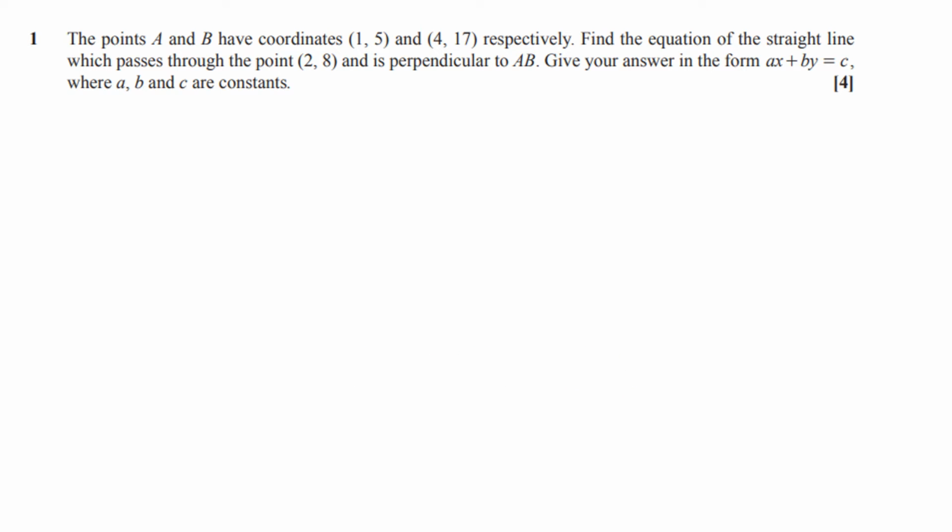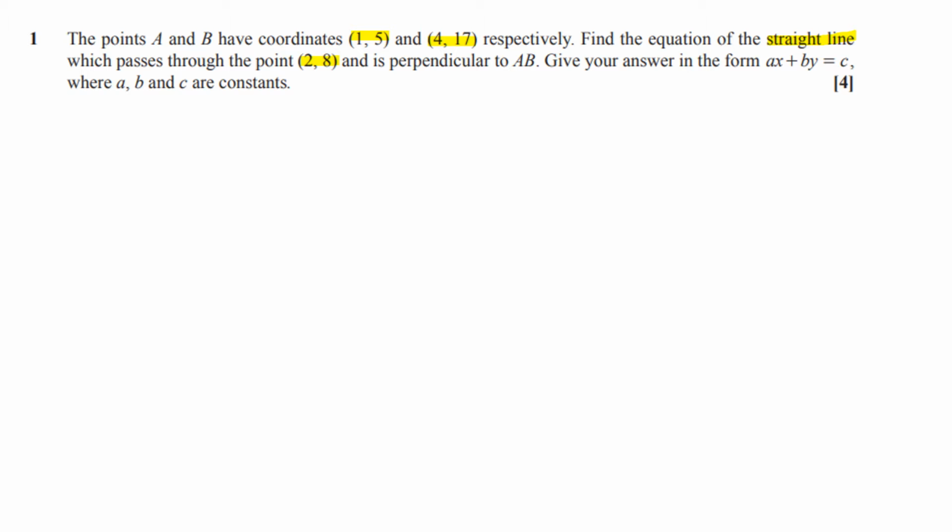So did you read this question and see that you've got 2 points A and B? You're trying to find the equation of a straight line. So we're thinking y minus y1 is equal to m into x minus x1. But the line that we're looking for passes through this point 2, 8.